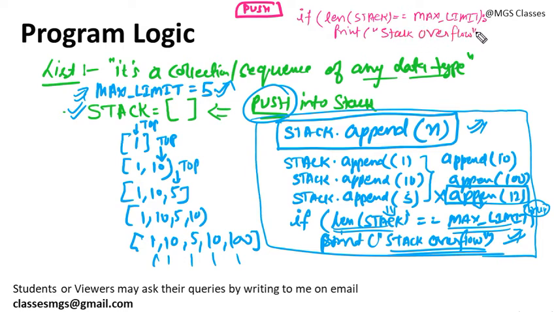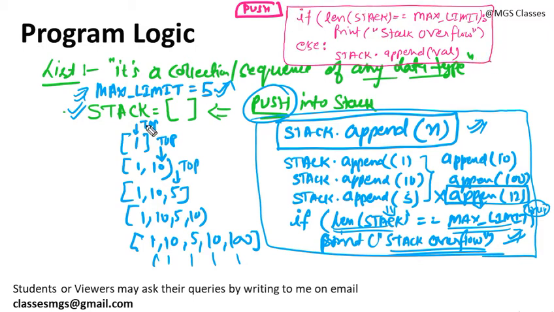If this condition is not true, that means you can insert the element into the stack. You can simply call the stack dot append method and pass the value that the user has entered. This is the push operation implementation of the stack using list. Now let's try to implement the pop operation.